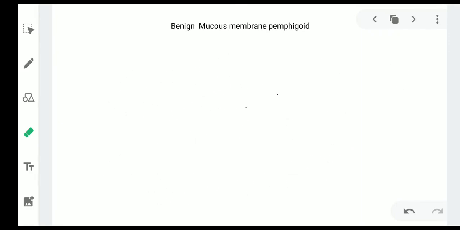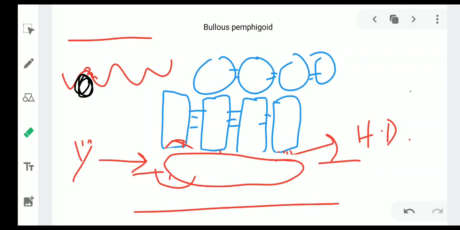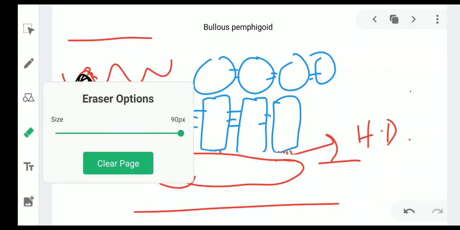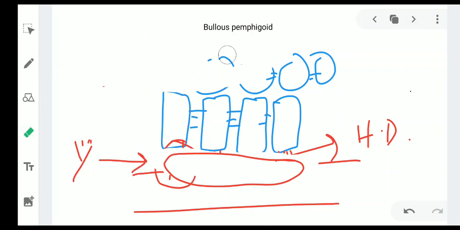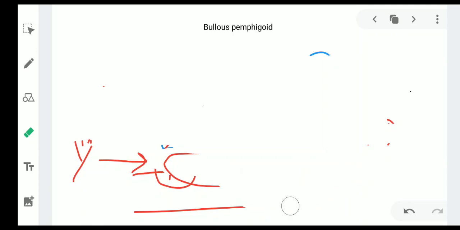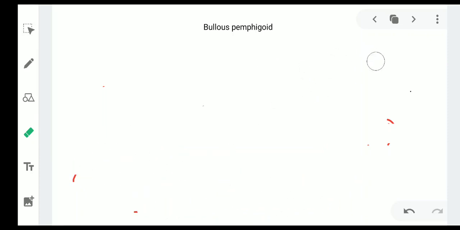Now, coming to the etiology of benign mucous membrane pemphigoid. Sorry, I skipped the etiology for bullous pemphigoid. You saw the mechanism here. Now we are going to talk about the etiological factors of bullous pemphigoid. What happens in bullous pemphigoid? It is basically an autoimmune disease where IgG autoantibodies are produced against the hemidesmosomal components.